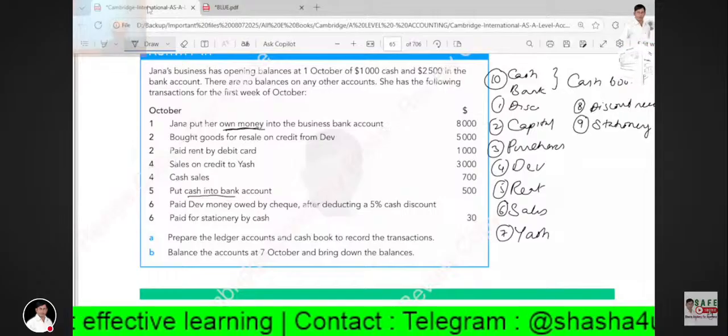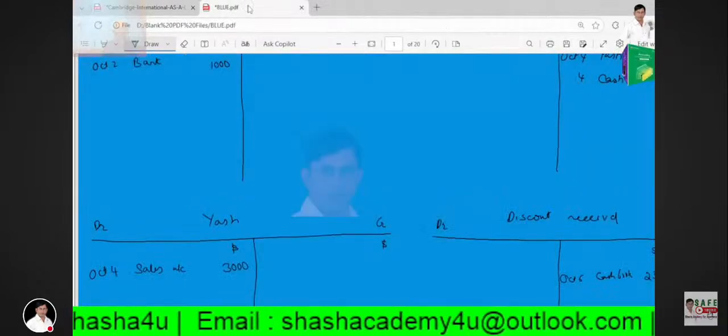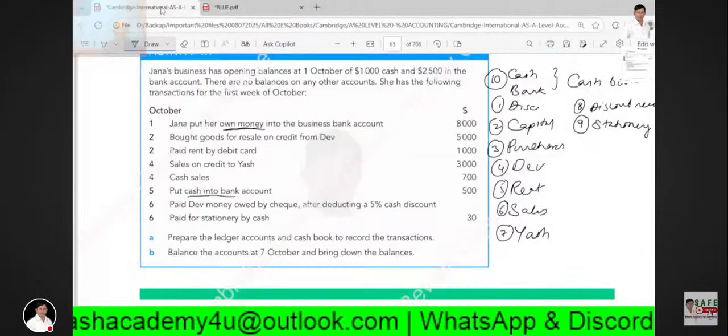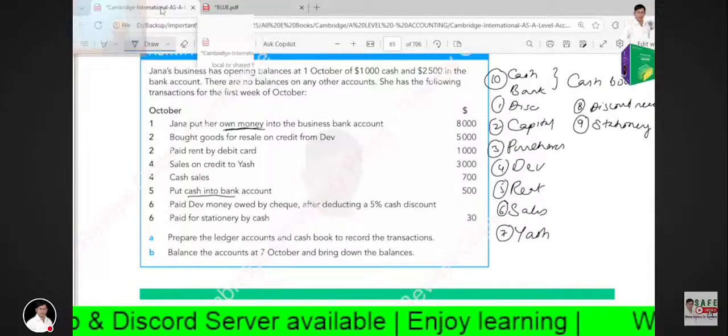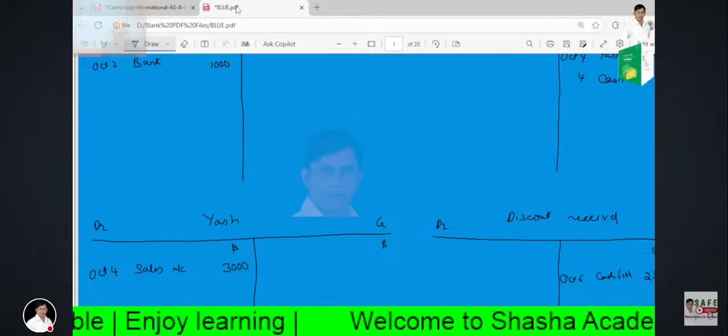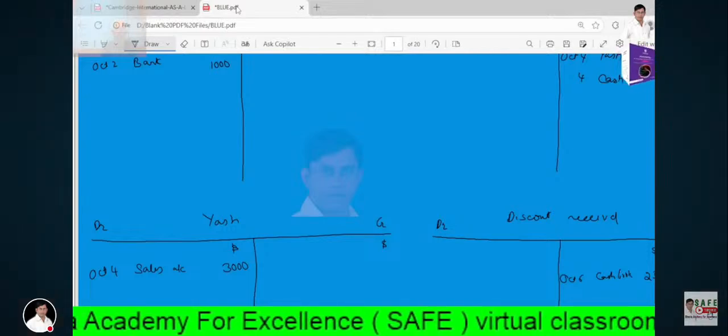Paid for stationery by cash 30. It is on the 6th. Paid for stationery by cash. What is the first entry?